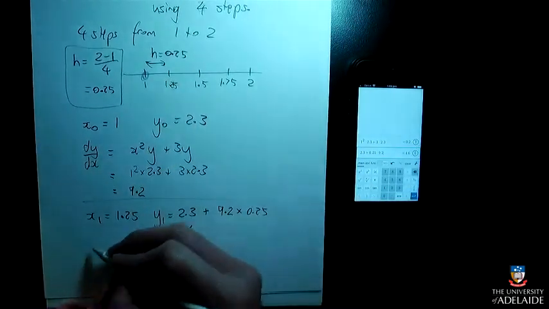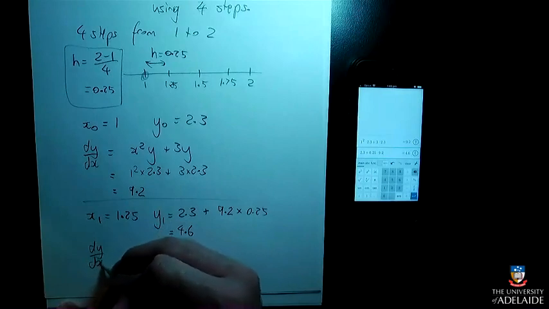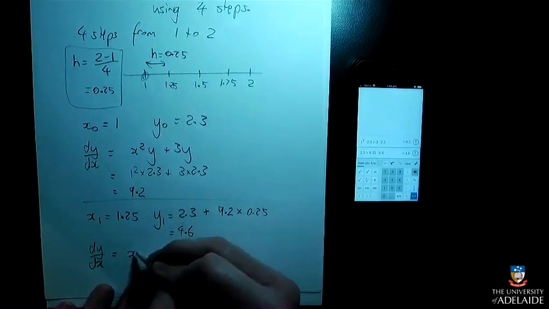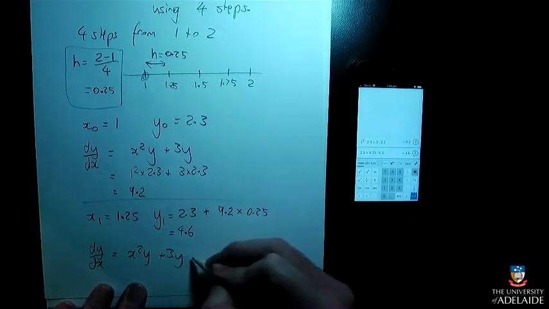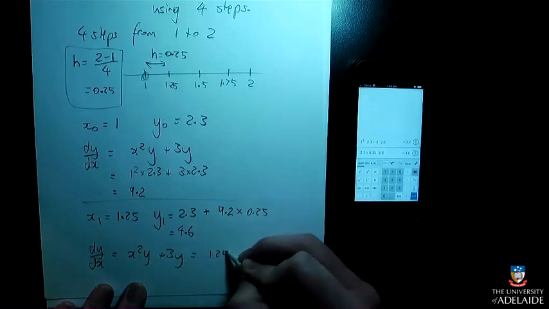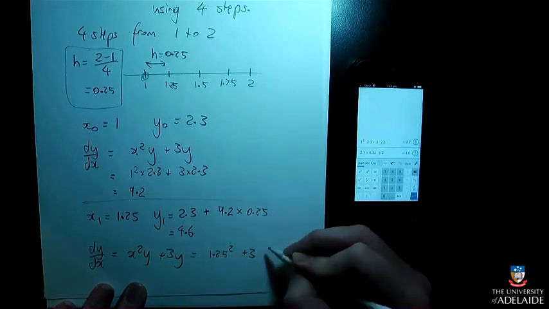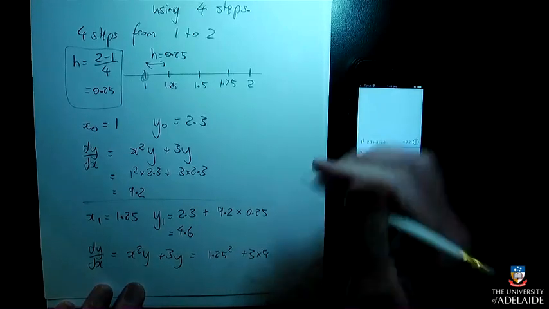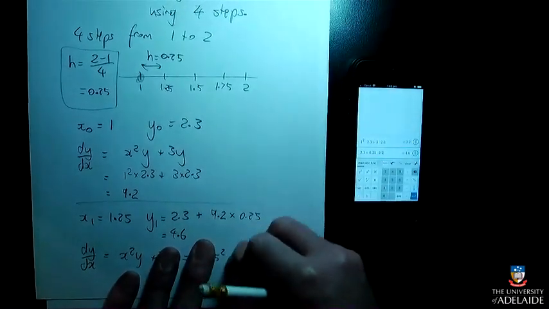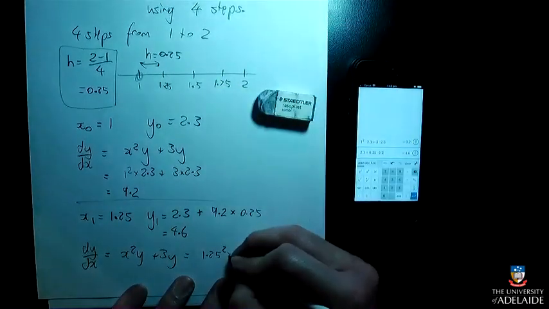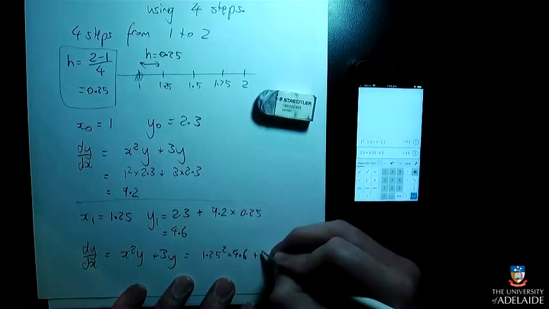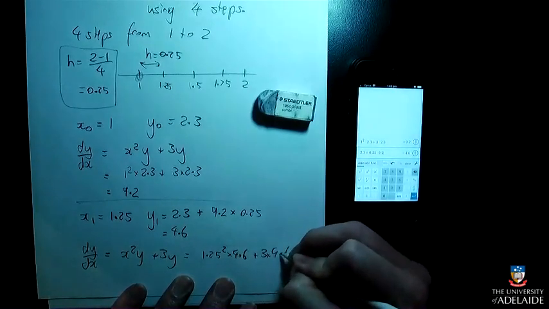I need to know what the slope is at that spot to figure out how to get to the next spot. So the slope will be x squared y plus 3y, which is 1.25 squared times 4.6 plus 3 times 4.6.